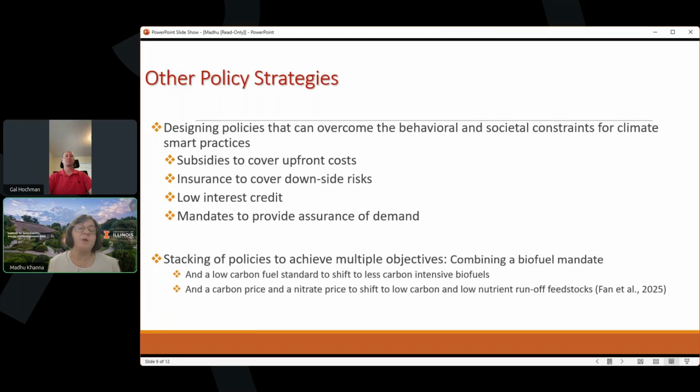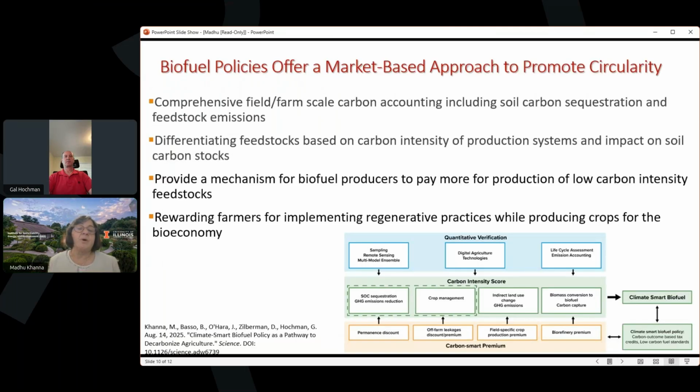And we may need to have multiple policies. So a single policy by itself may not achieve all the goals that we need. And so we have to combine mandates with low carbon fuel standards and pricing policies in order to create a more complete set of incentives to transition to a sustainable bioeconomy. Next slide. And one approach is to do that through biofuel policy. So biofuel policies can be modified so they create incentives for farmers to adopt circular practices on the farm, including practices that can lower carbon intensity and be more regenerative. Next slide.